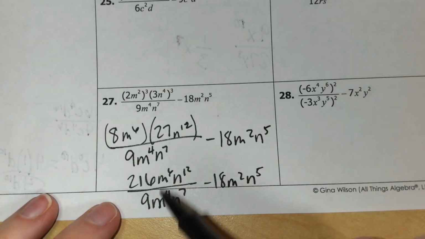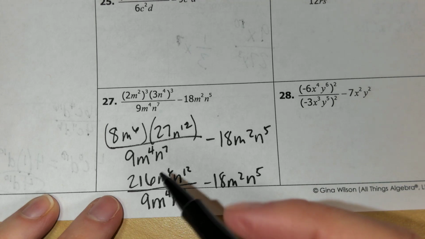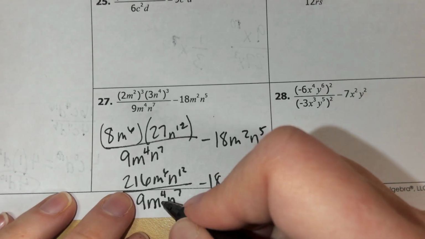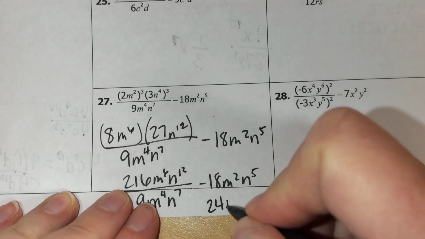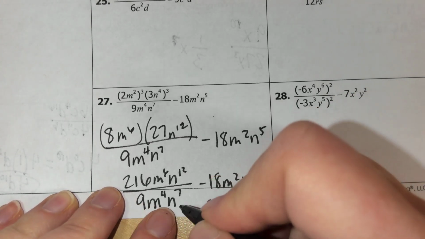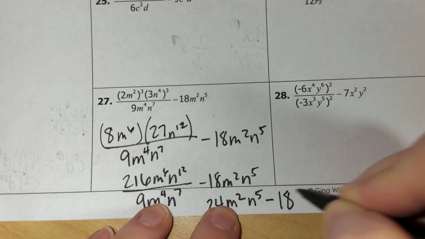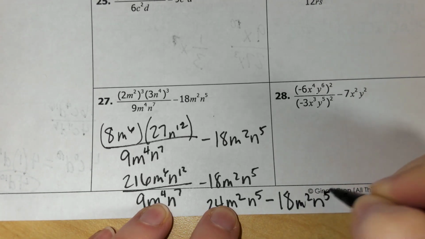Okay, then we're going to divide these next. So 216 divided by 9 is 24. M to the 6th divided by m to the 4th power is m squared. And then n to the 12th power divided by n to the 7th is n to the 5th. Still subtracting that 18m squared n to the 5th.